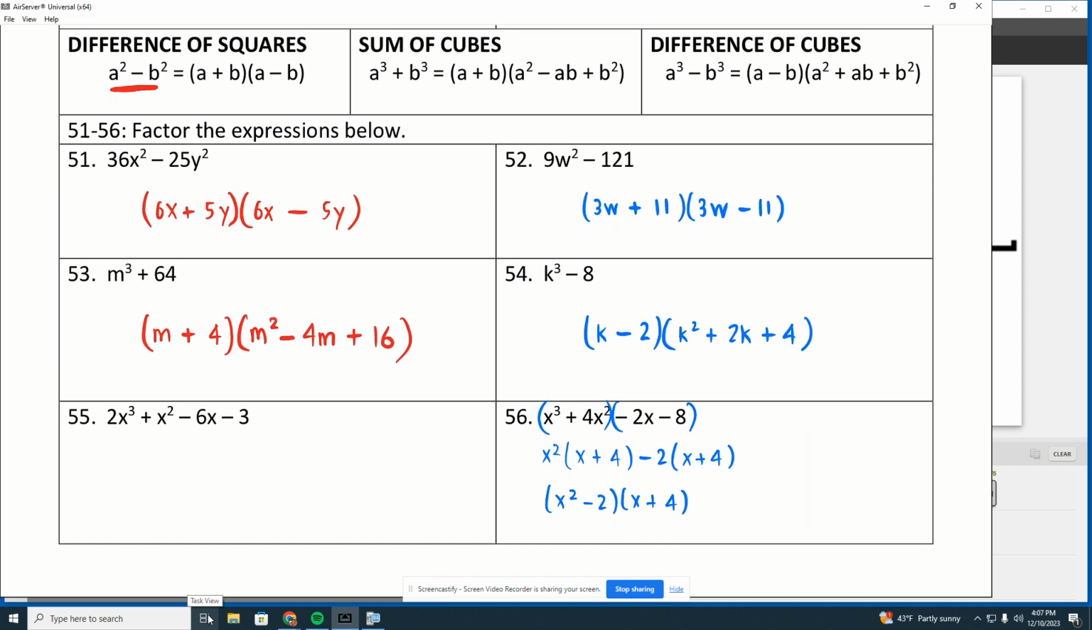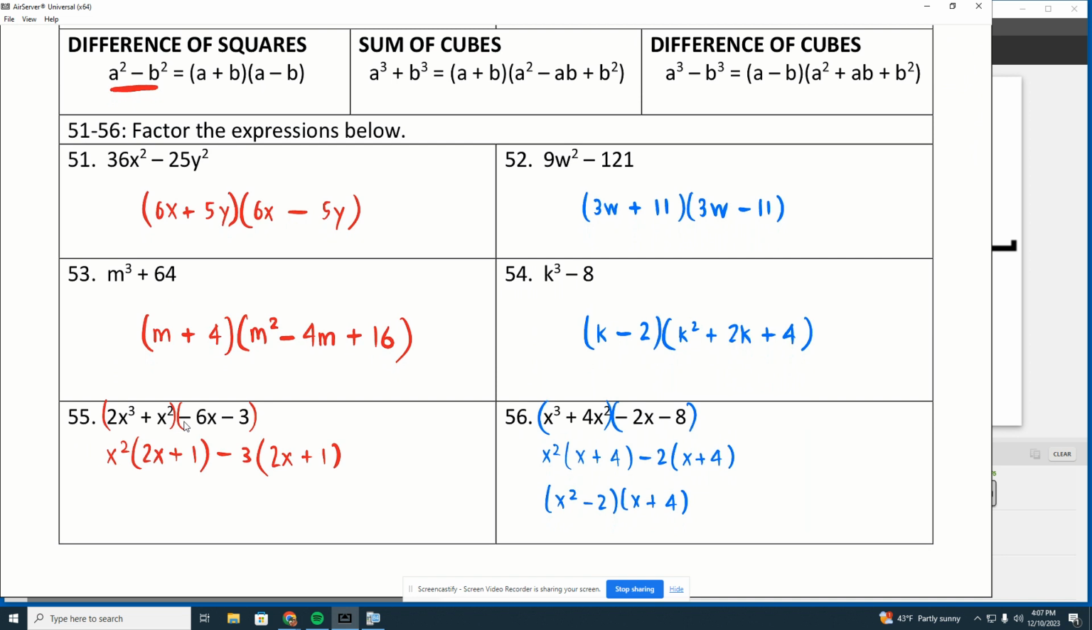Number 55, we have a 4-term polynomial that we factored by grouping. Here, out of that first group, I can only take out x squared. That leaves me with 2x plus 1. In the second group, remember, whatever this first sign is, I've got to start with it. So it's minus. And 6 and 3 are both divisible by 3, so I can only pull out negative 3. Now, negative 6x divided by negative 3 is positive 2x. And negative 3 divided by negative 3 is positive 1.